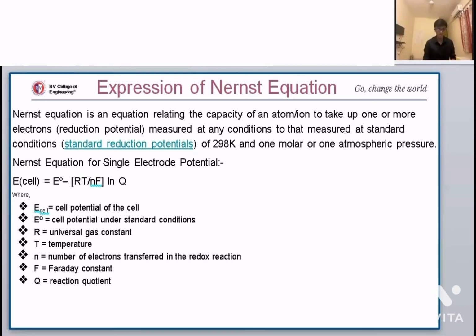Walter Hermann Nernst. Nernst equation is an equation relating the capacity of an atom to take up one or more electrons at any conditions to that measured at standard conditions of 298 Kelvin and 1 molar or 1 atmospheric pressure. So here is the expression. E cell is equal to E naught minus RT upon nF log Q.